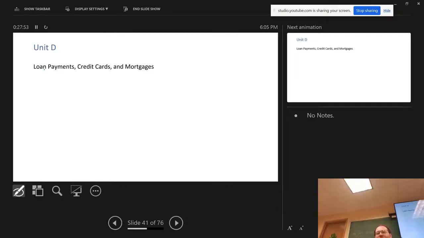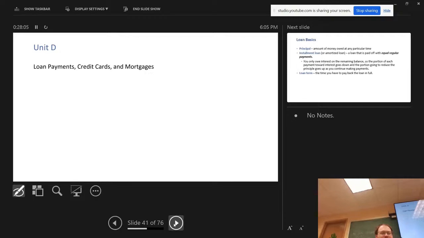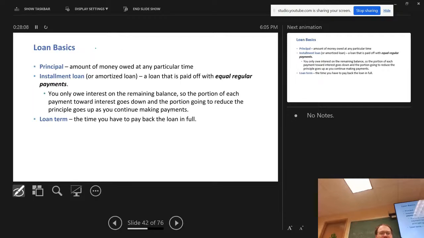And they show up in terms of loans, credit cards, mortgages, any type of situation where you borrow money that isn't directly in your pocket. Again, principal, installment loan that's paid off with regular payments. Loan term, the time you have to pay everything back plus interest, depending on the thing that you're borrowing money for.